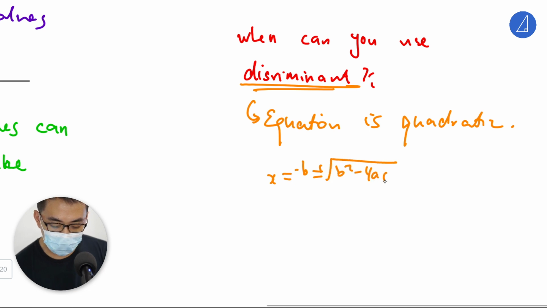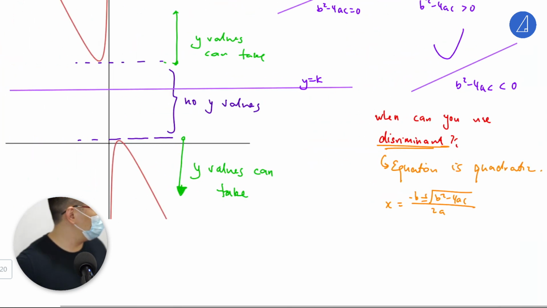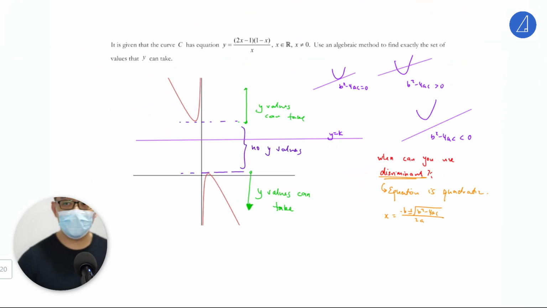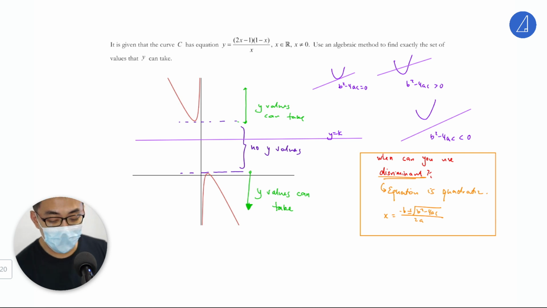Sometimes students keep thinking that they can just use discriminant as and when. No, some of the questions actually don't need to use discriminant. You just need to use gradient. There's a very classic example which I will talk about when we're doing revision. But anyway, just remember that you can only use discriminant when the equation you're solving is quadratic, or some form of quadratic.